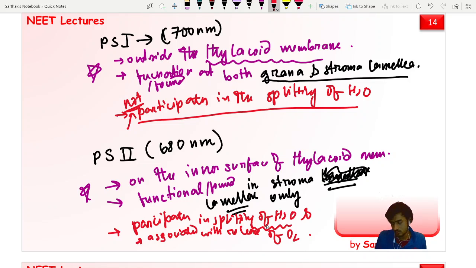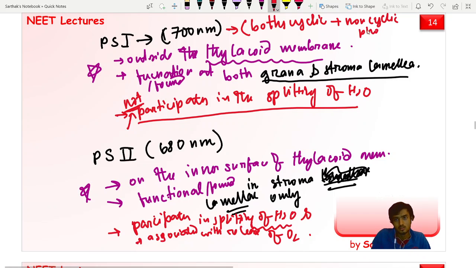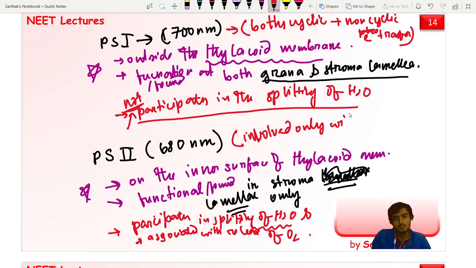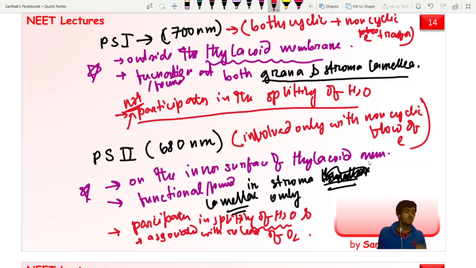And also remember another important point, that photosystem 1 participates in both cyclic plus non-cyclic electron transfer, and photosystem 2 is involved with the non-cyclic flow of electrons. So basically you have to remember this whole chart.